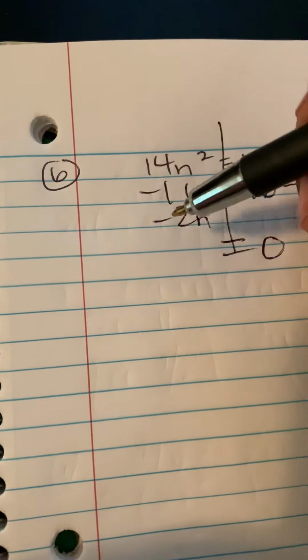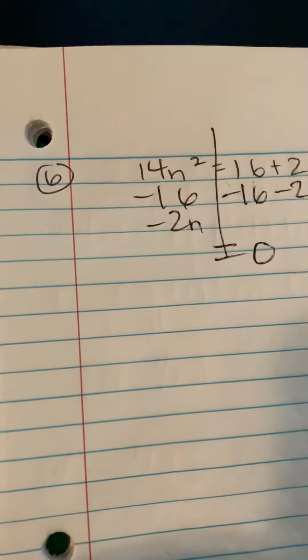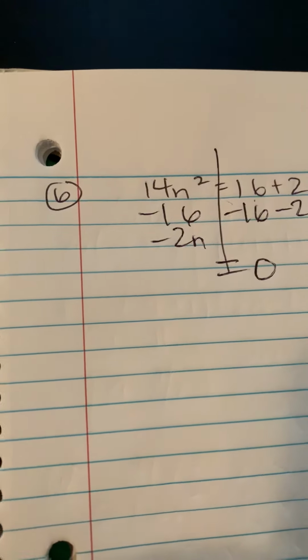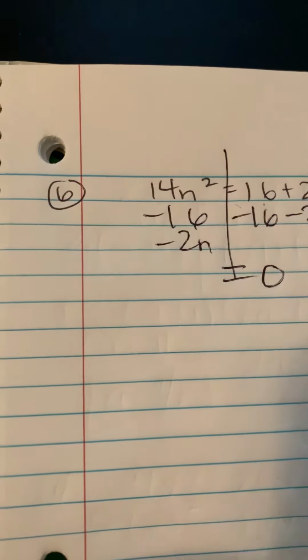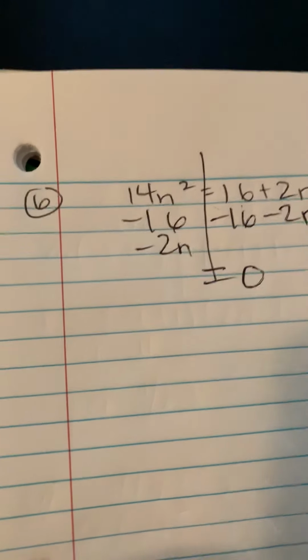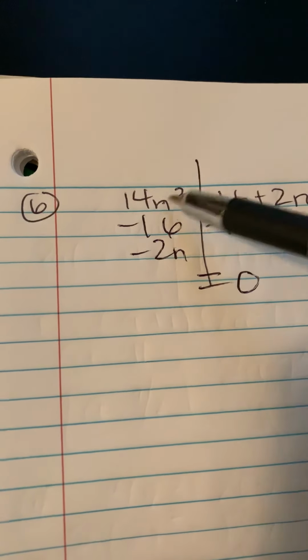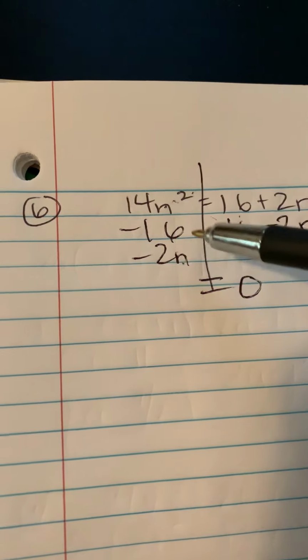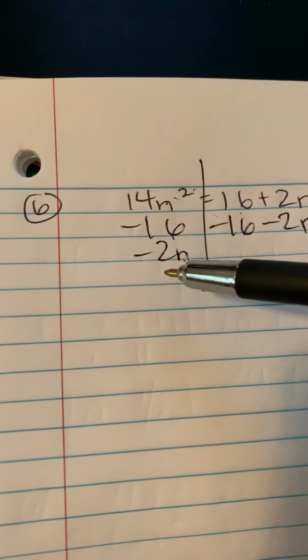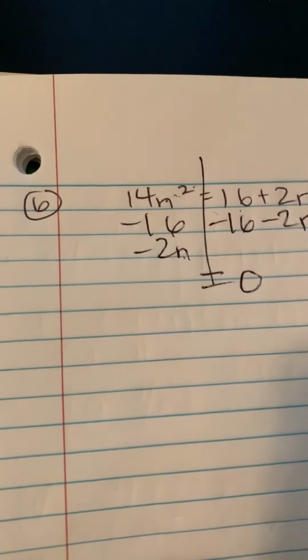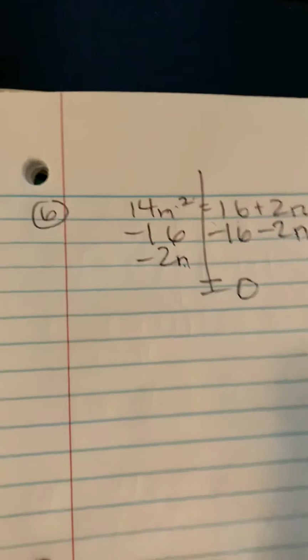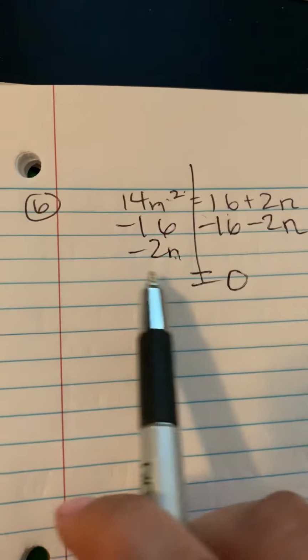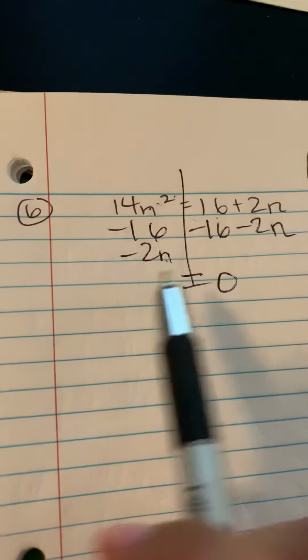Now your job is to look at these now 3 terms on this left side and decide, are any of them like terms? If they're not, then just make sure you write them in the right order. So when I look at these, I see an n squared, an n, and a constant. None of those are like terms. If they are like terms, then put them together. But if they're not, that means I can't put any of them together. So that just means I'm writing each term separately. So put it in the right order.